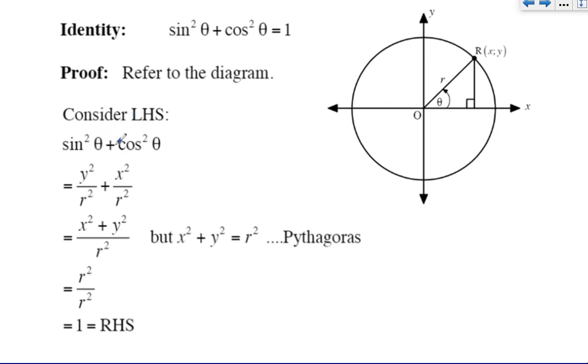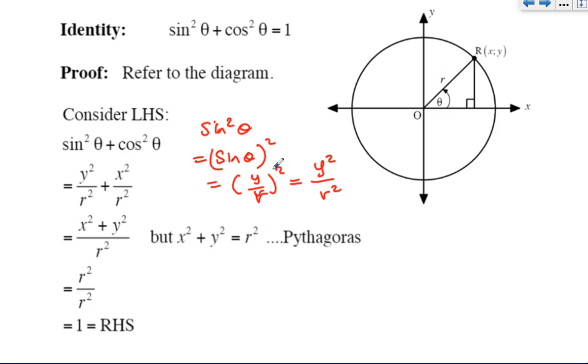The left hand side is sine squared theta plus cos squared theta, which is equal to y squared over r squared. Just to get some clarification, sine squared theta is the same as sine theta all squared, which is the same as y over r all squared, and therefore that's y squared over r squared. This is important to know, especially squaring of trig ratios.